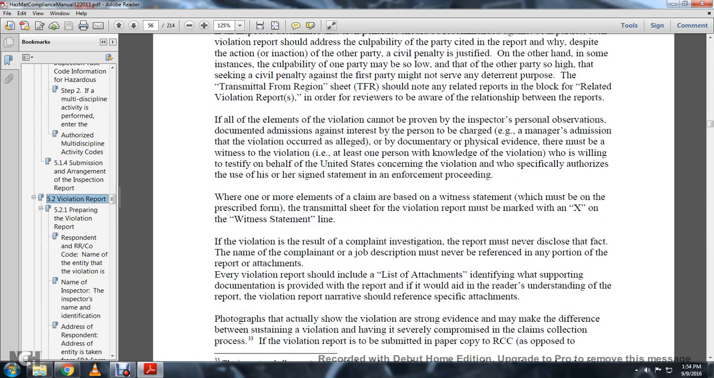If all the elements of the violation can be proven, the inspector's personal observation, documentation, and the admission against the interest of the person being charged, along with alleged documentary and physical evidence, must be witnessed. At least one person with knowledge of the violation will willingly testify on behalf of the United States concerning the violation, and is specifically authorized to use his or her signed statement in the enforcement proceeding.